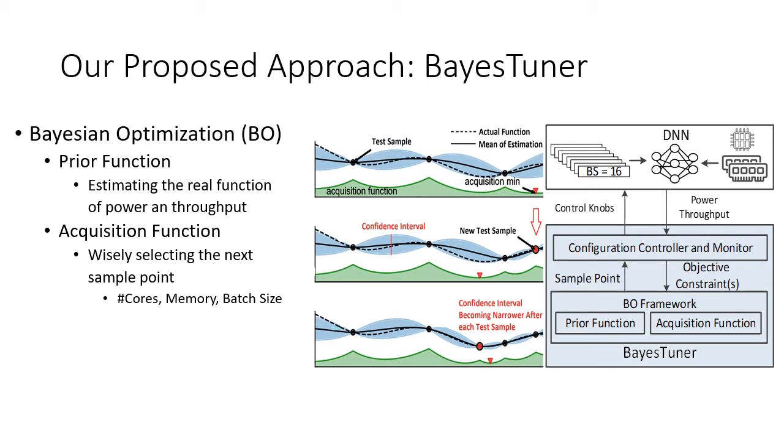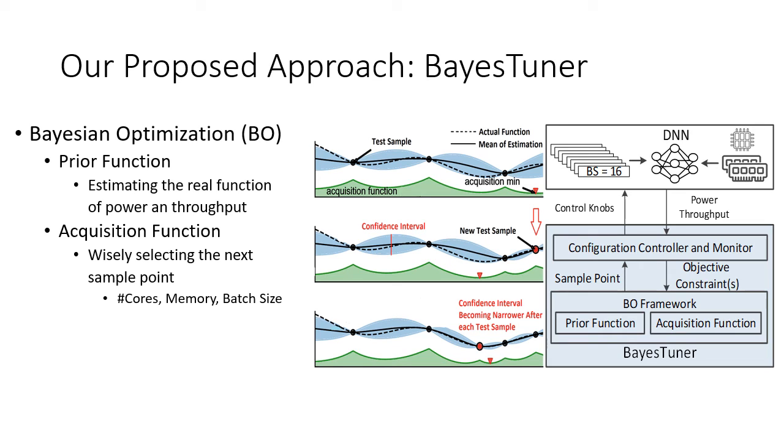Bayesian optimization uses a prior function such as a Gaussian process to estimate the target functions, for example, power and throughput, based on the control knobs. As more sample points are tested, the accuracy of the estimated functions increases. The sample points are selected sequentially. One is tested and, based on the result, the next one is selected.